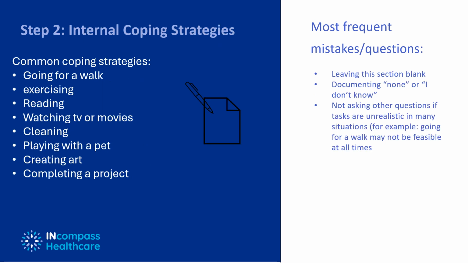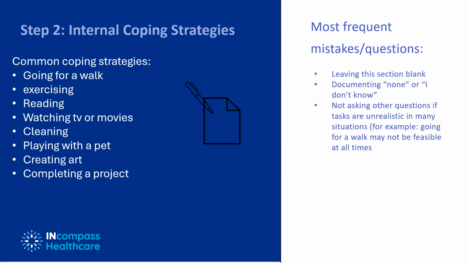Step 2 are those internal coping strategies. Some of our common coping strategies you may hear are things like people like to go for walks, exercise, read, watch TV, or watch movies. They may clean, they enjoy playing with their pets, creating art, or completing a project. Some of the things that we want to think about are we don't want to leave this section blank. If you're trying to help someone develop a safety plan, they may not be able to think of anything in the moment. So you can throw out a couple examples, which can lead to other things they may think about. So we definitely don't want to leave this section blank.